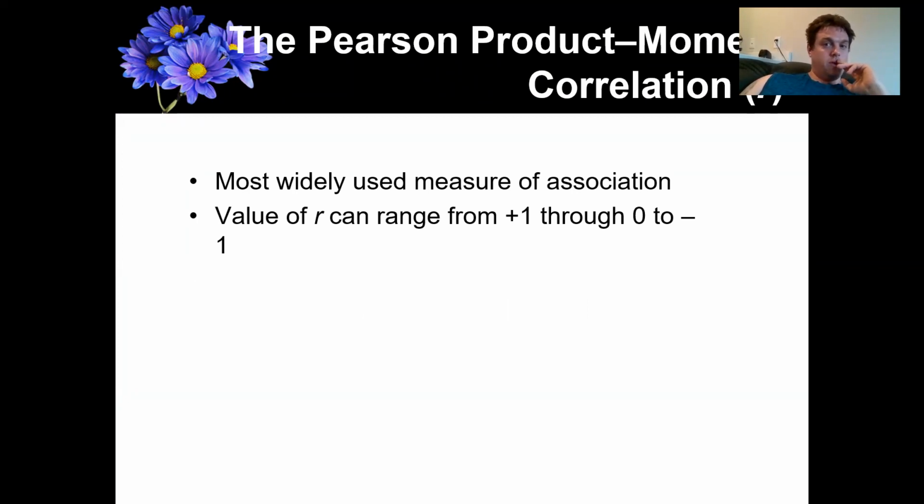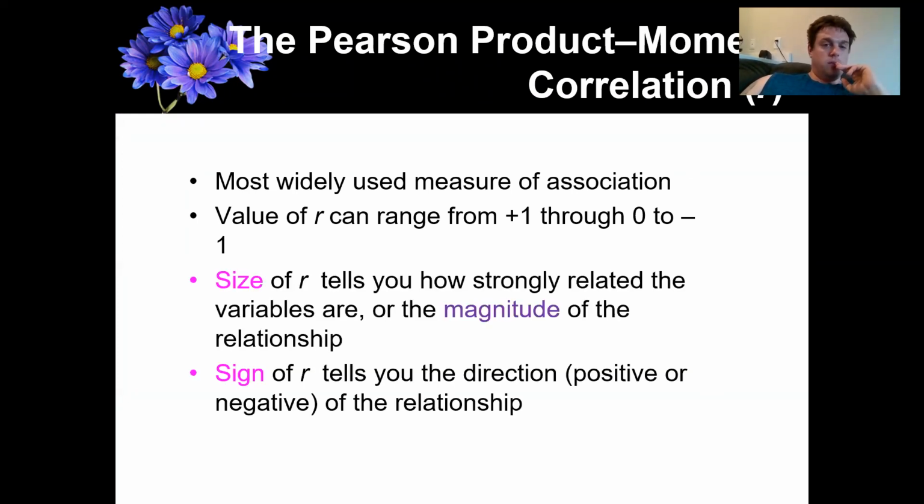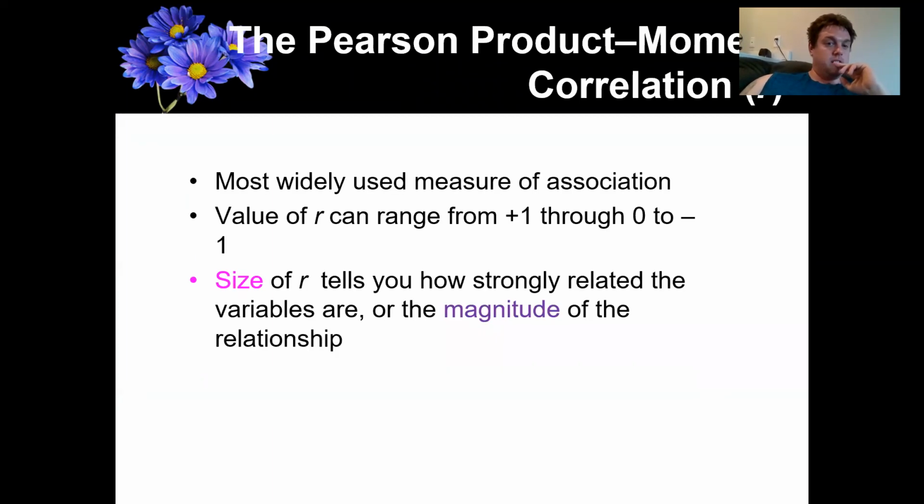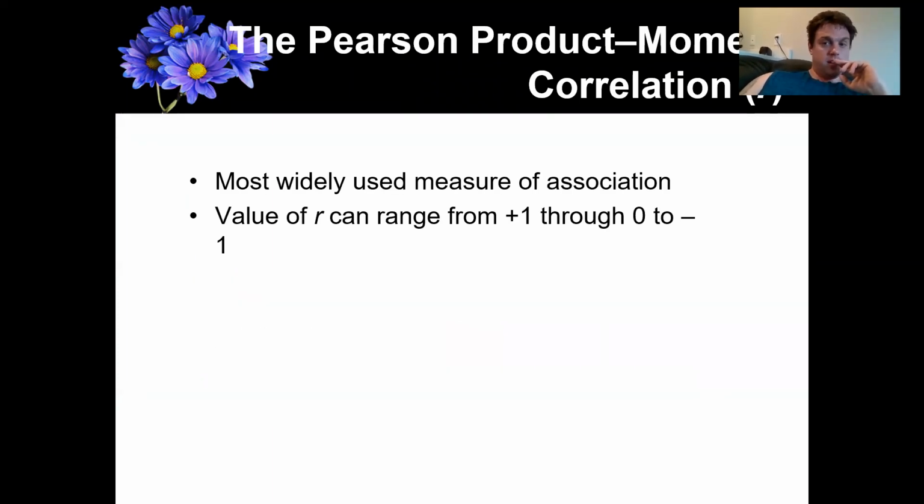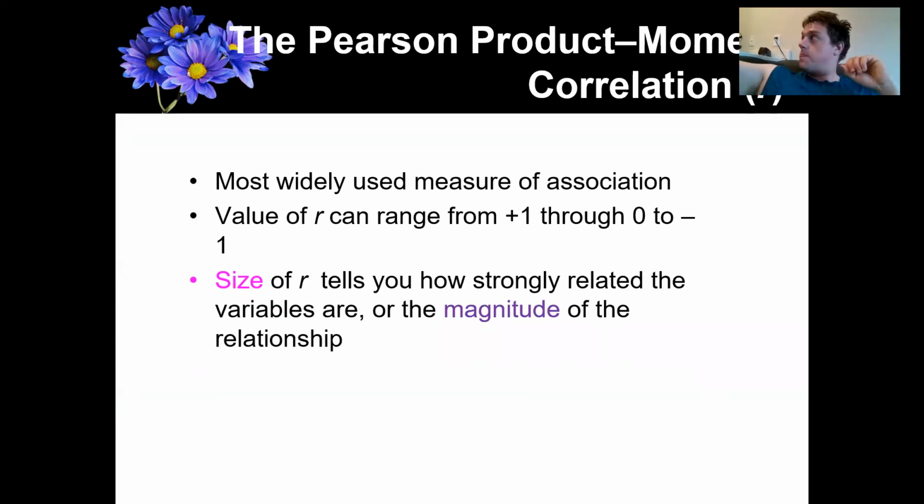The common measure of correlation is something known as R. And R ranges from 1 to 0 to -1. The negative sign, well, actually I'm getting to that next. The size of that R is going to tell you the strength or the magnitude of the association, of the correlation. So how strongly do those variables relate?